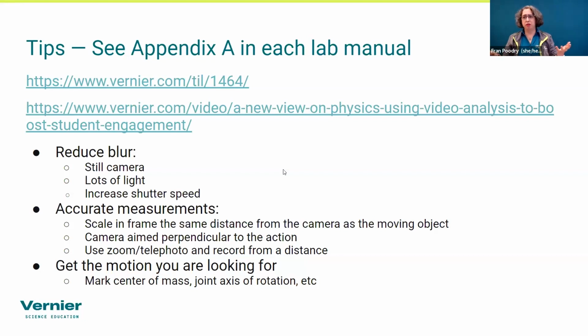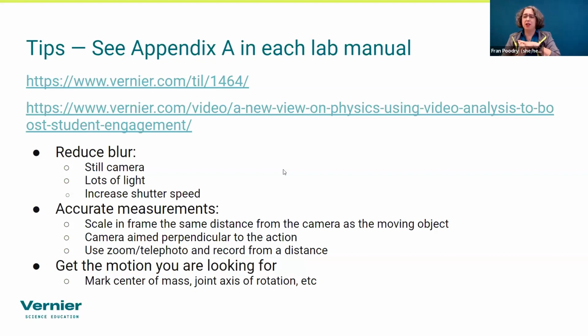The keys are reduce blur, get accurate measurements, and get the motion you're looking for. To reduce the blur, get that camera as still as possible. Tripod is best. If you have to, just tape it to a box, that works too. You want as much light as possible. Do it outside if you can. If you can't go outside, you can have your old overhead projector and use that light. Increase the shutter speed. That's something that you can do with specialized camera apps on your phone.